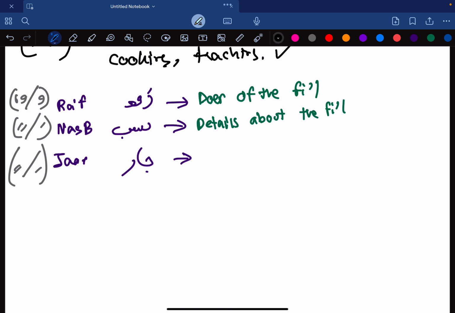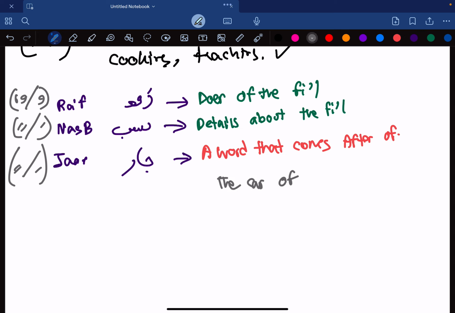Jar is a word that comes after the English word "of". Examples: the car of mine. By the way, this is a passive tone. You do know what active and passive is, right? English grammar. This is a passive tone.